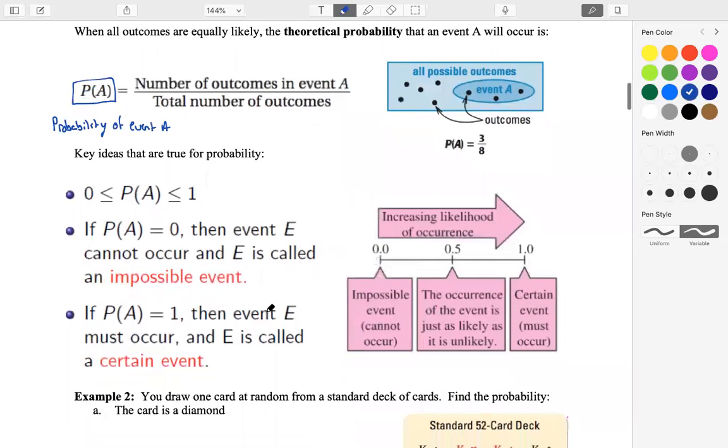Some key ideas. Key idea number 1, all probabilities have to be a number between 0 and 1. It could be a percentage also, but you can't have any negative probabilities, and you can't have any probabilities above 1. If a probability equals 0, then that event can never ever happen. It's also called an impossible event. If the probability of an event equals 1, then it always has to happen, and it's also called a certain event. So the closer to 1, the more likely the event is to occur. The closer to 0, the less likely it is to occur.